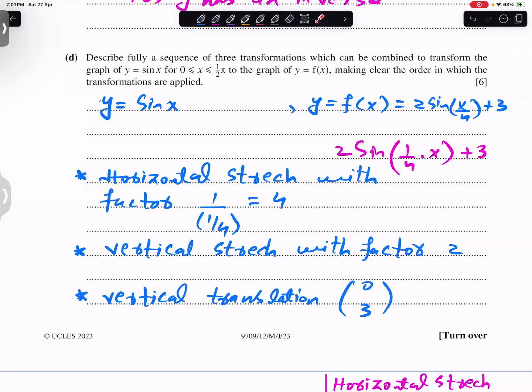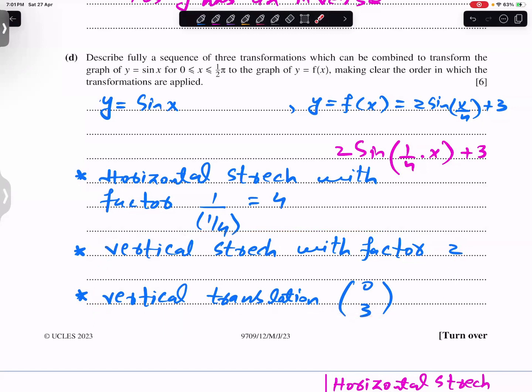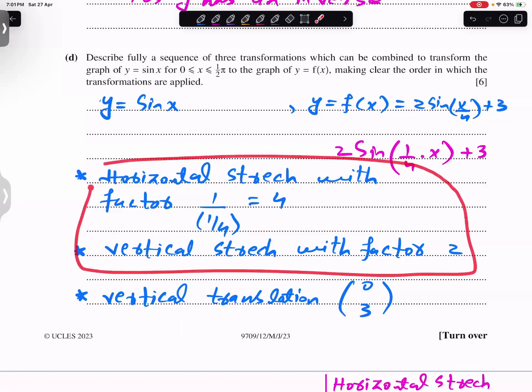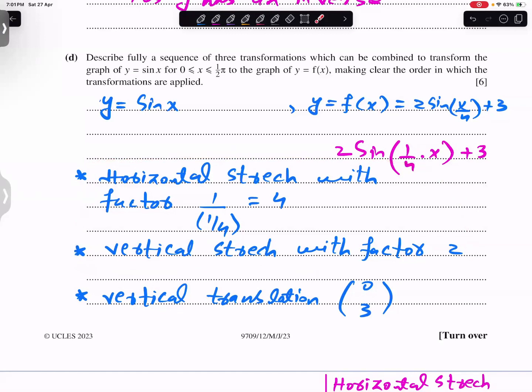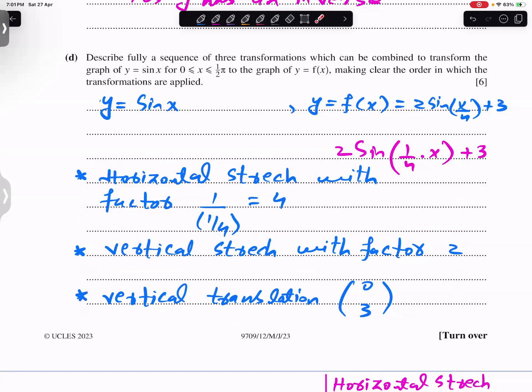Students, as we know, in transformations, order matters. When you apply 2 vertical transformations or 2 horizontal transformations, order matters. But when you apply 1 horizontal and 1 vertical, order does not matter. And what is the meaning of this now? In the current scenario, we have 2 vertical transformations applied, and as I told you, order matters.